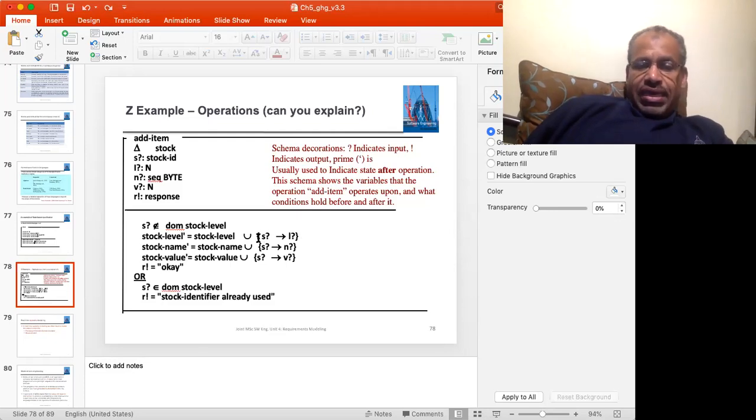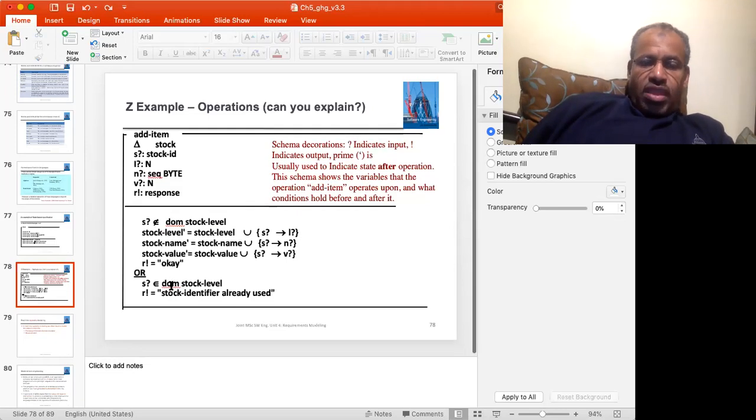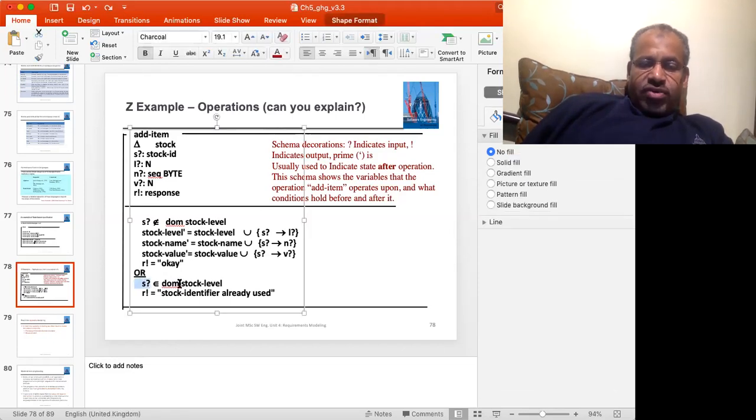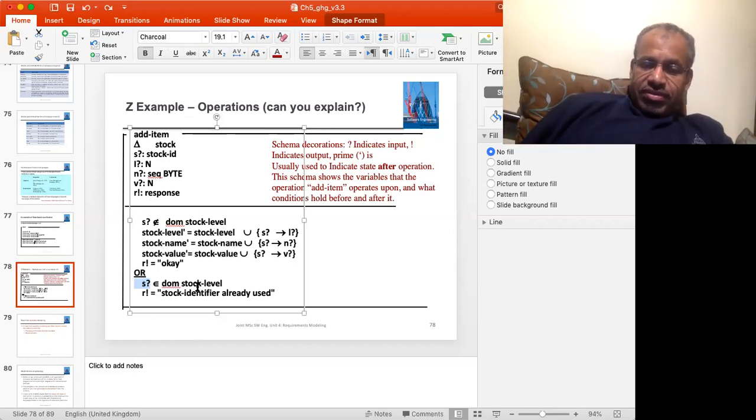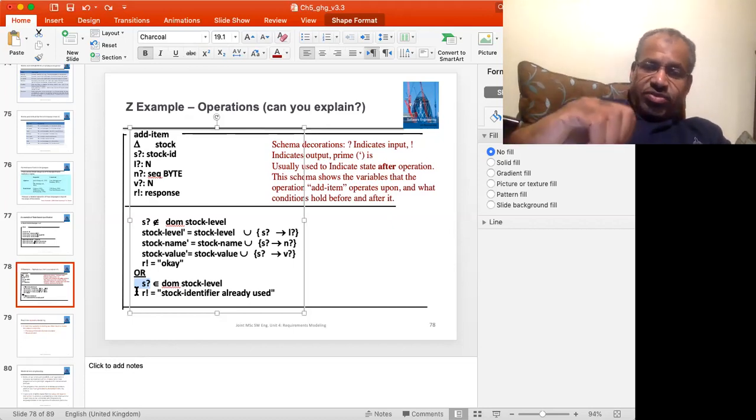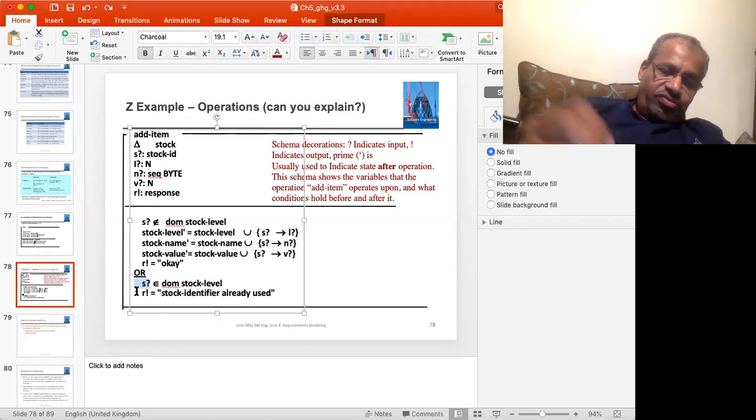So the new mapping is in addition to the old stock level, and together the union of these becomes a new stock level, and so on and so forth. But obviously, notice this, if the item being added is already within the domain of stock level, it has been defined before. So I already have a stock ID with this ID present in the mapping of stock level. So it's already in the domain. So I generate the response: the stock identifier already exists or is already used. We cannot add a new item and claim it's a new item if it already exists.